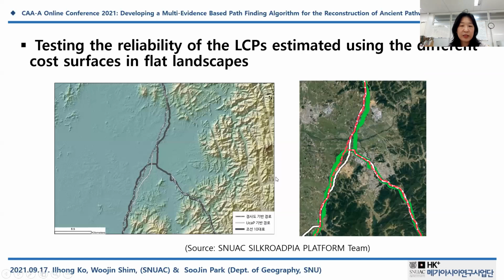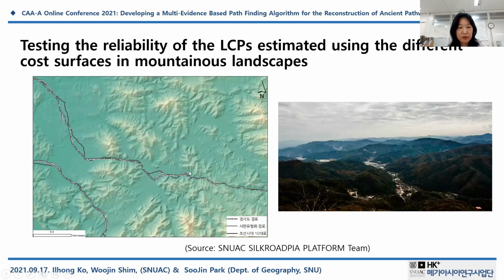And if we look at this on top of the maps, you can see that. So this is the flat landscape, and the black lines represent the actual chosen 10 roads. The two different lines represent the modeled roads, and they do not fit very well in many areas. But if you look at the mountain landscapes, you can tell that they do fit quite well.